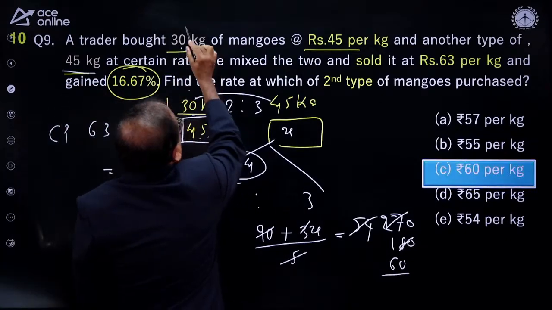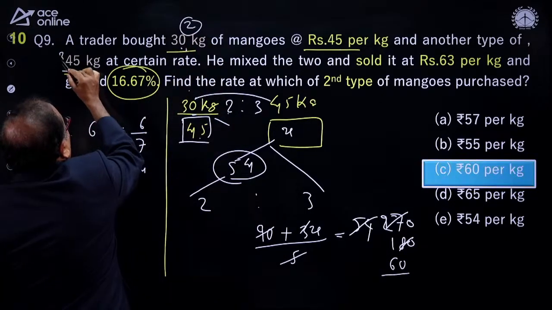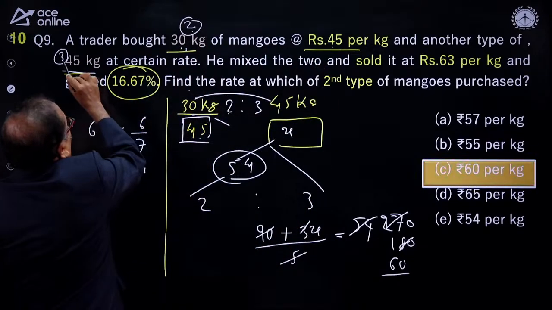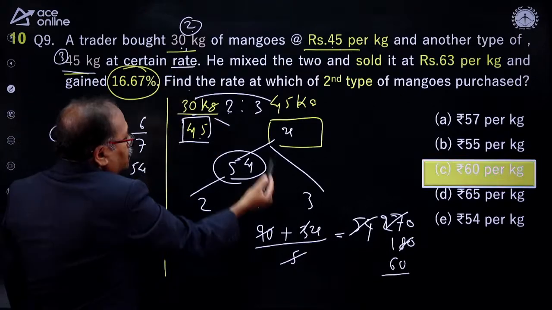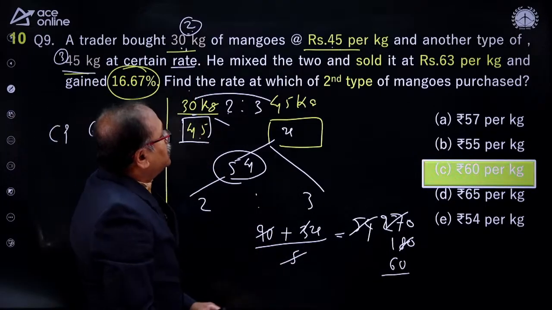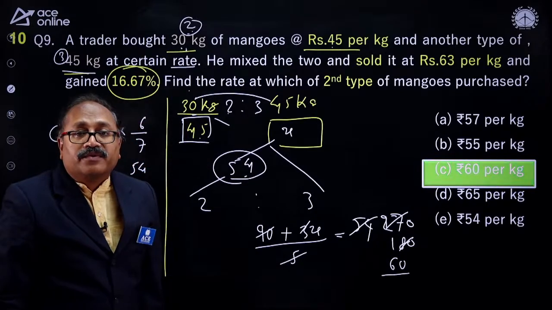So 2 part, this is 2 part and this is 3 part. So that is 2 into 45, that comes 90, and for 3 you don't know the rate. So 3 into x divided by 2 plus 3, which is 5, is equal to the average 54.